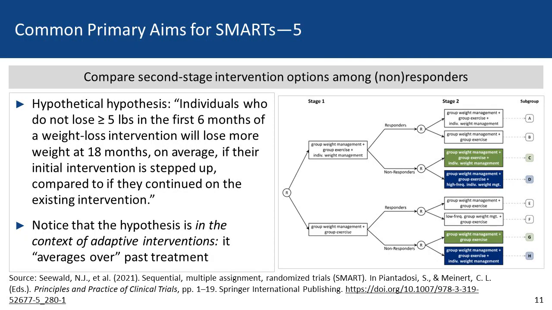So here, a hypothetical hypothesis might look like this. Individuals who do not lose 5 or more pounds in the first 6 months of a weight loss intervention will lose more weight at 18 months on average if their initial intervention is stepped up compared to if they continued on the existing intervention. So our hypothesis here is again about this step up tactic versus the continue tactic. And again, notice that this hypothesis is in the context of adaptive interventions. Right? I'm talking specifically about folks who did not respond, according to a specific definition, to an initial intervention. And I'm averaging over the past. I'm comparing tactics rather than specific groups of intervention components.